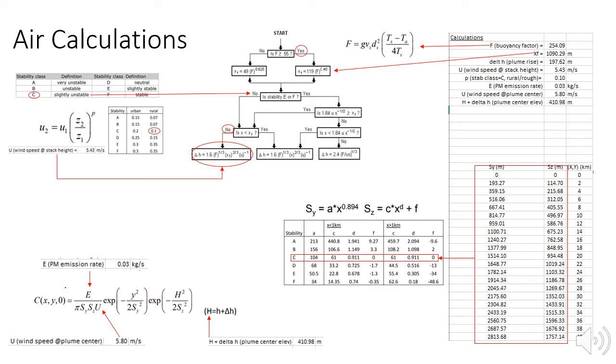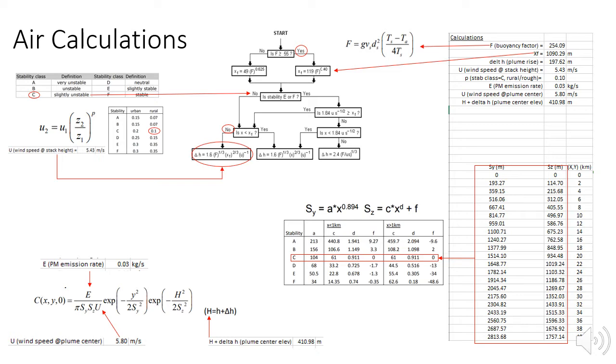I started with a logic diagram that's in the center of the slide. The first question is, what is your buoyancy factor relative to 55? I used the equation just to the right of the logic diagram to calculate buoyancy factor, and I got 254. So my buoyancy factor is greater than 55, and I proceeded down to calculate my F factor, which I got a value of 1.09 kilometers.